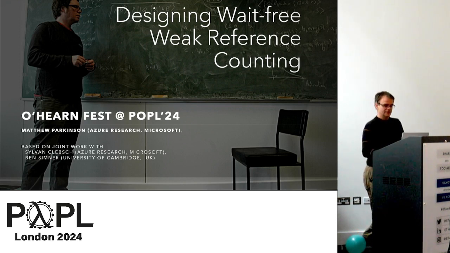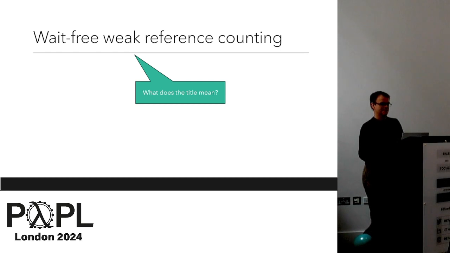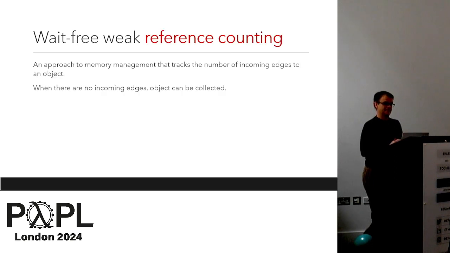So let me begin by explaining the title. Weight-free weak reference counting. Let's start with the end. What's reference counting? In this audience, hopefully people know about memory management. Reference counting is keeping track of the number of incoming edges to an object by a count. And when that count reaches 0, we can collect the object.